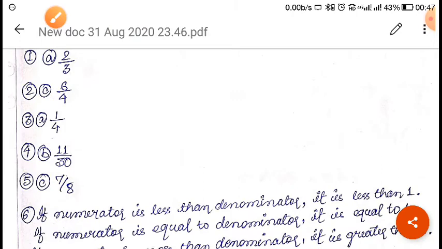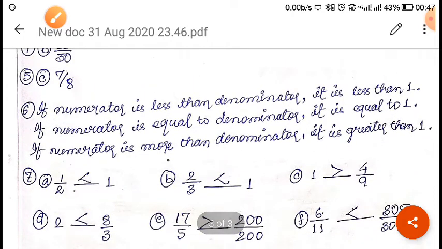Now you have understood this. This was very easy. Next there is one tricky question. They are asking how you will decide, just by looking at the fraction 5 by 8, whether it is less than 1, equal to 1, or greater than 1. We have to decide by looking at the fraction.